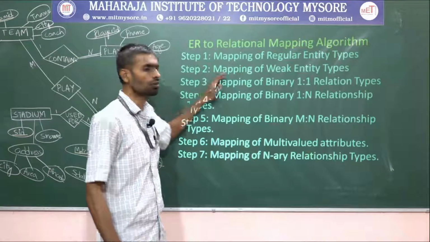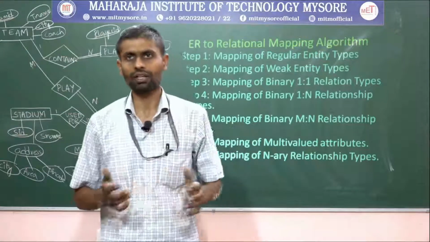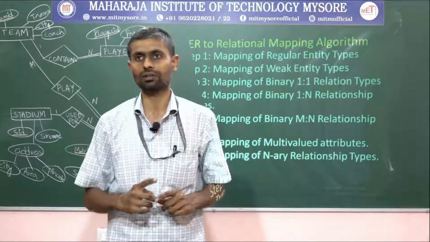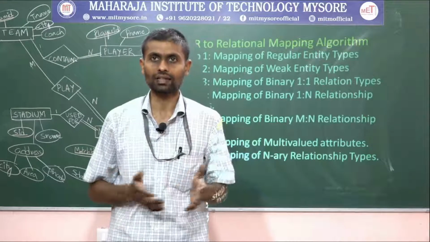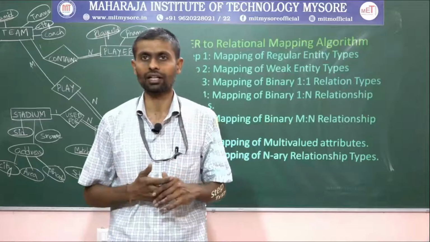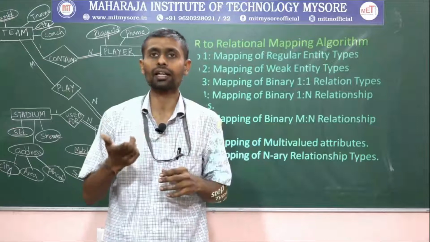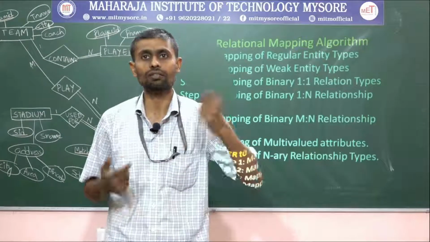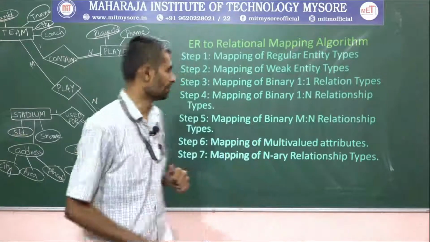Then after that, we moved to how to represent a weak entity type. Even for a weak entity type, we are going with creating a new relation, but one thing we discussed: the tuples of a weak entity type are identified based on the strong entity type, that means the owner entity type's key attribute. Make use of that owner entity type key attribute as a foreign key in the newly created relation for the weak entity type. So this is what we did.